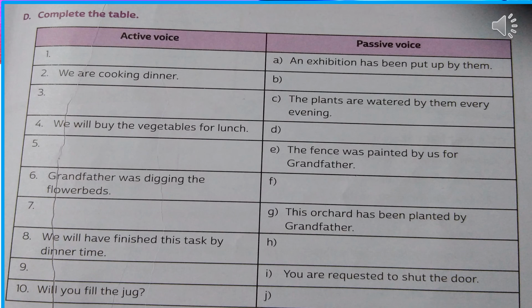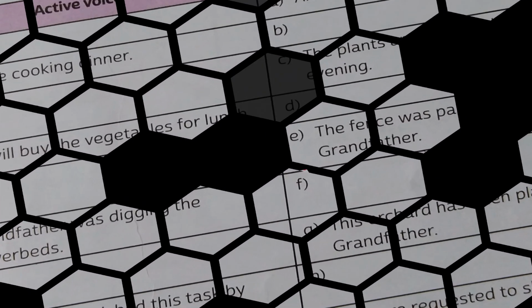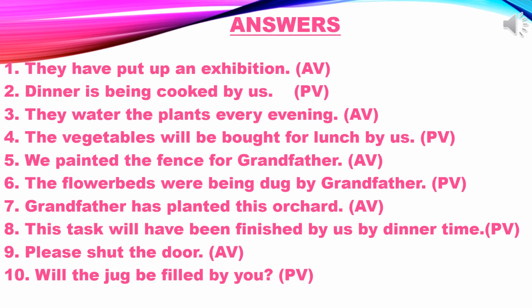Here you have an exercise taken from your grammar textbook. Please do the exercise in your textbook. Here you have the answers. Kindly check your answers.